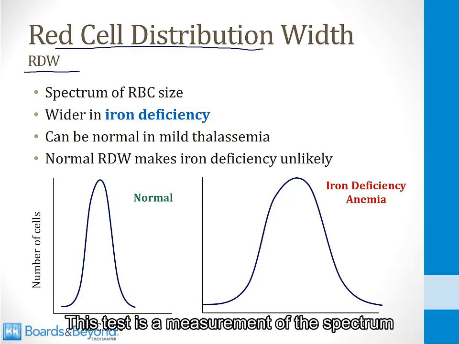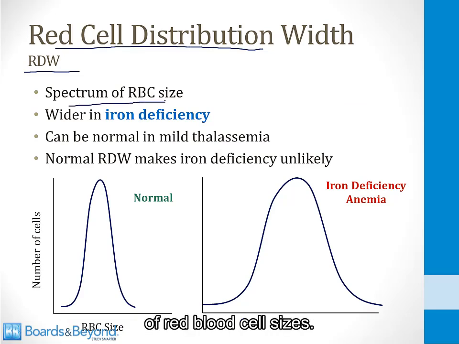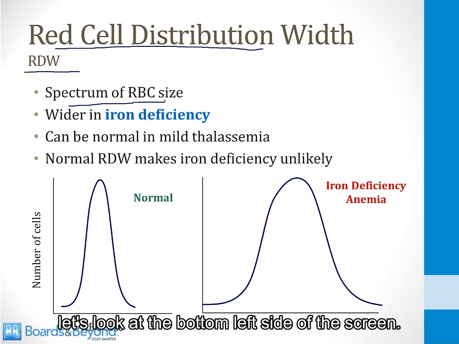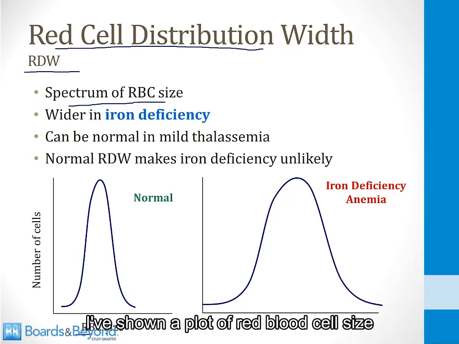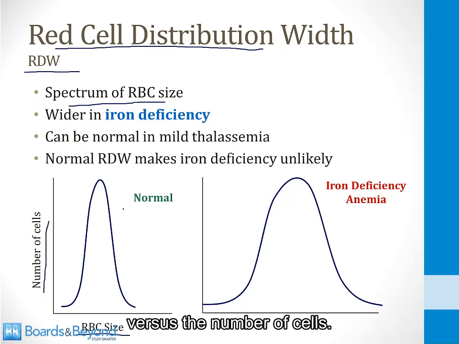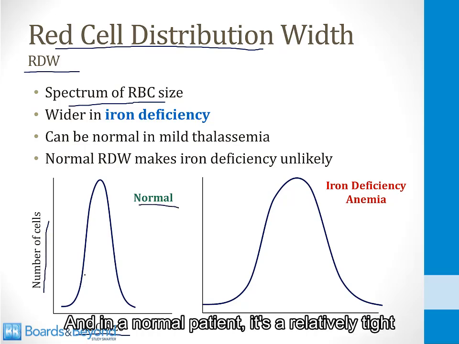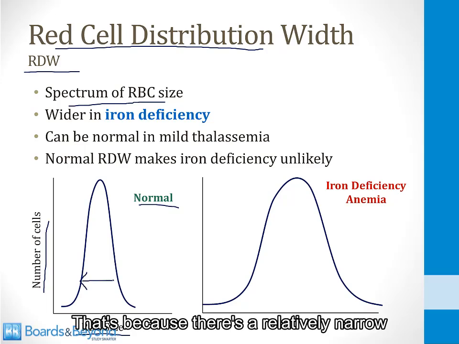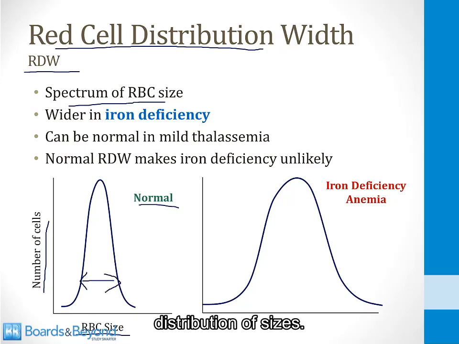Let me also mention a blood test called the red blood cell distribution width, or the RDW. This test is a measurement of the spectrum of red blood cell sizes. To appreciate this, let's look at the bottom left side of the screen. I've shown a plot of red blood cell size versus the number of cells. And in a normal patient, it's a relatively tight and narrow distribution width. That's because there's a relatively narrow distribution of sizes.